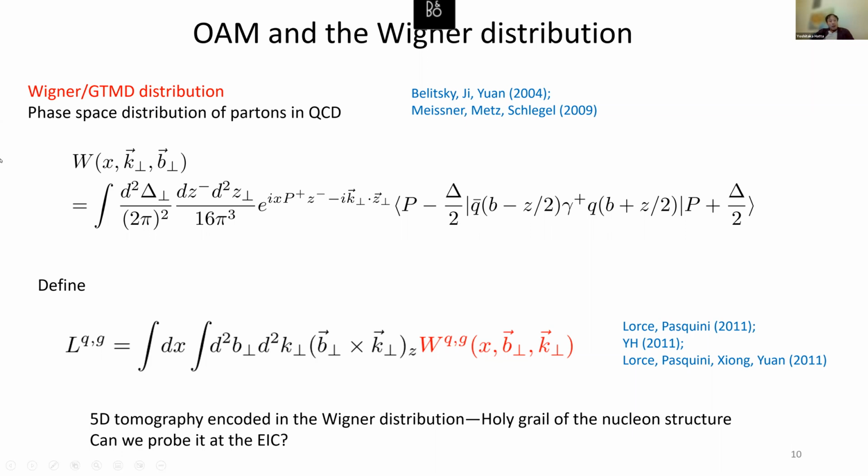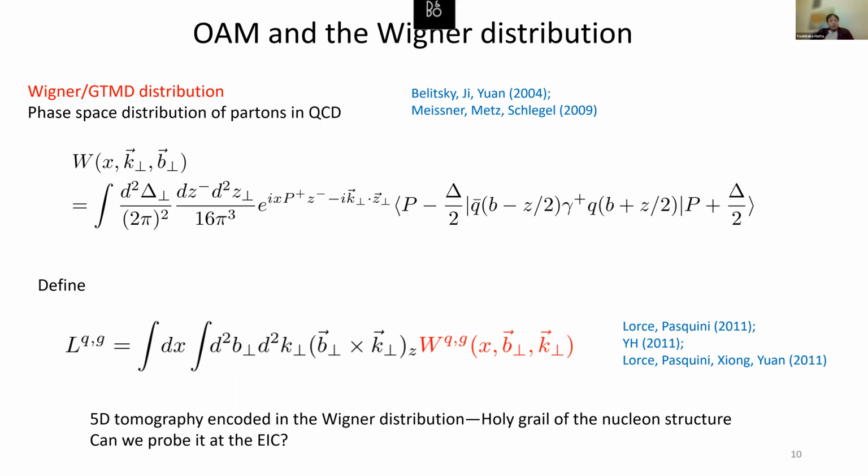And actually, because this function depends both on the transverse momentum and on the transverse coordinate, you can naturally define the orbital angular momentum simply by computing the cross product b cross k, which is the classical definition of the orbital angular momentum, weighted by this phase space Wigner distribution function. And it turns out that this is a satisfactory definition of the orbital angular momentum.